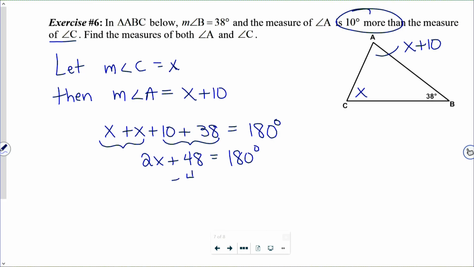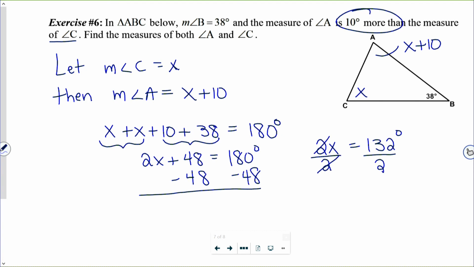Now I've got a nice two-step equation I can solve for x. I'll just subtract 48 from both sides. That's going to give me 2x is equal to 132 degrees. Right, I can now divide both sides by 2. 132 divided by 2 gives me 66 degrees. That's going to be the measure of angle C. And the measure of angle A is going to be 66 plus 10, or 76 degrees.